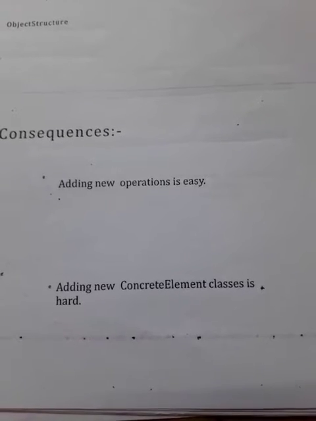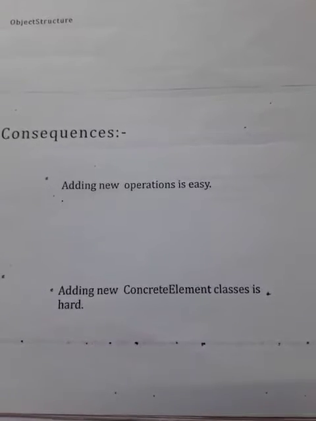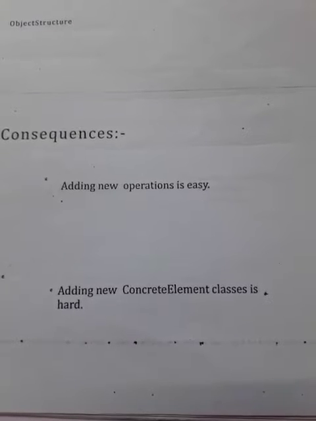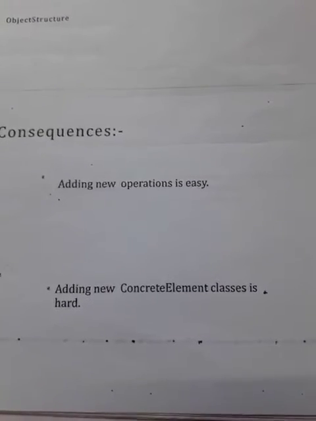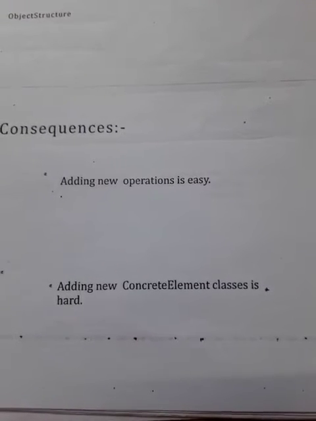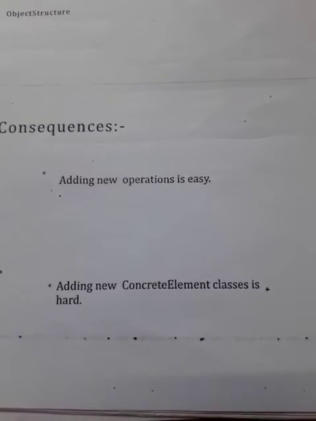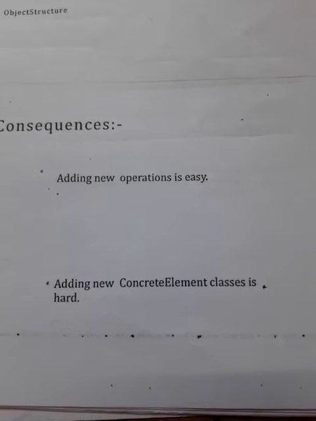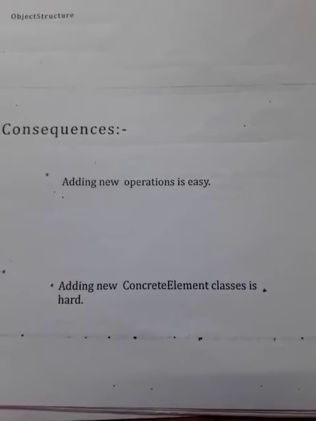And the next one is accumulating state. That means visitors can accumulate state as they visit each element in the object structure. Without a visitor, the state would be passed as an extra argument to the operation that performs the traversal, or it might appear as global variables.